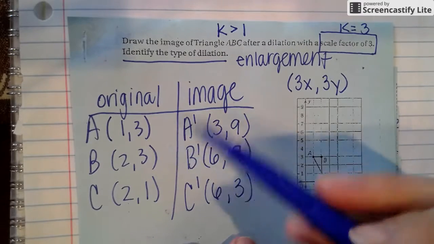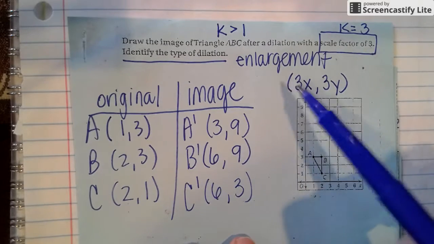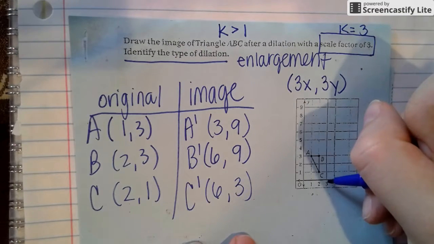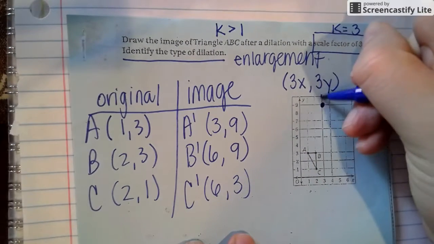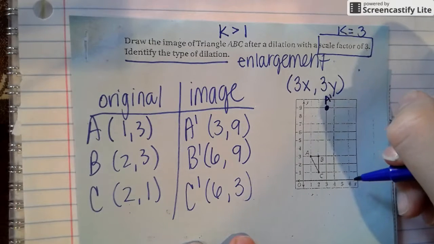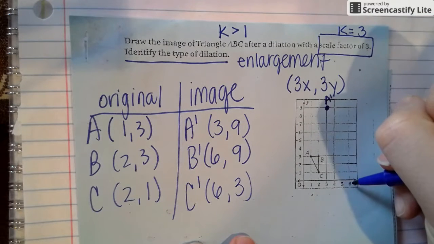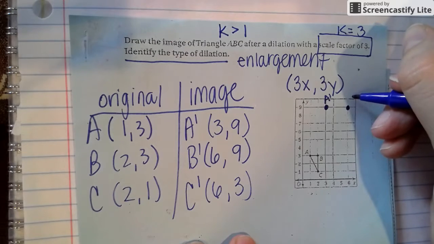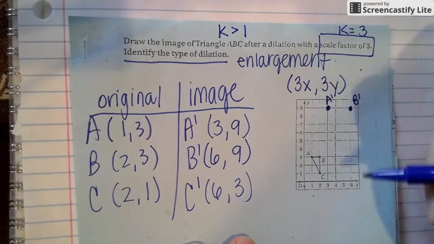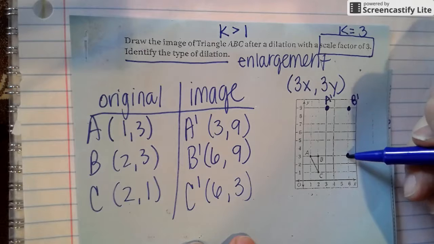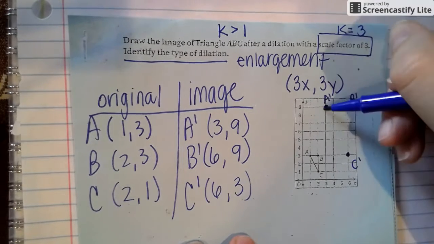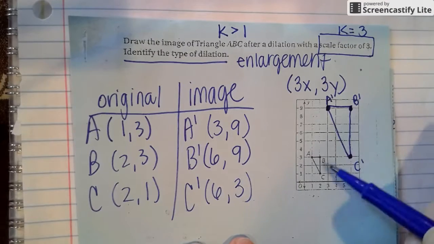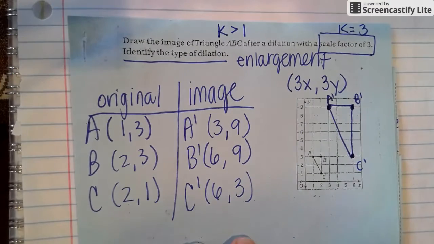So the scale factor is you multiply by those points. So now I'm going to draw my new points. So I have (3, 9). That's A prime. Notice that the shape is going to be getting bigger. (6, 9) is going to be B prime. And then (6, 3) is going to be C prime.